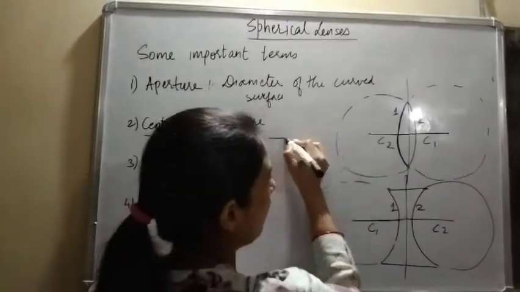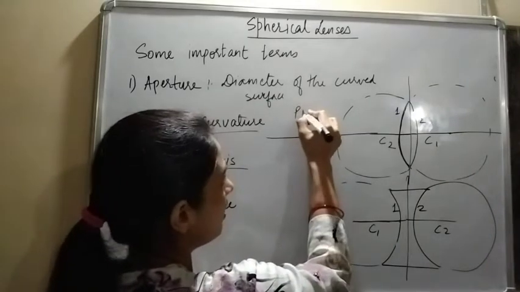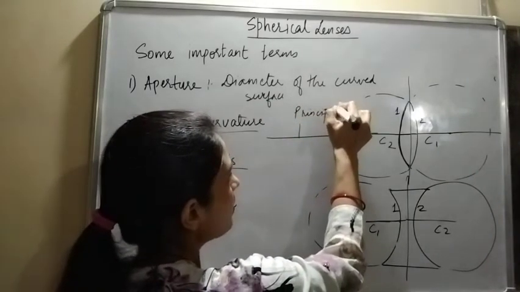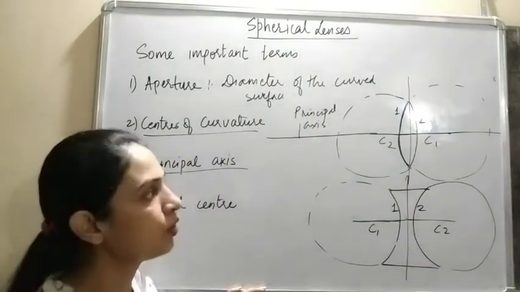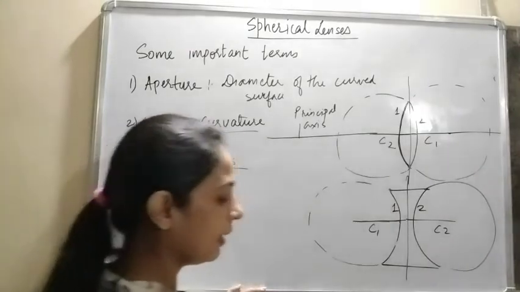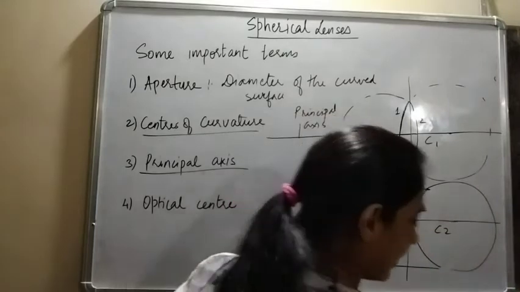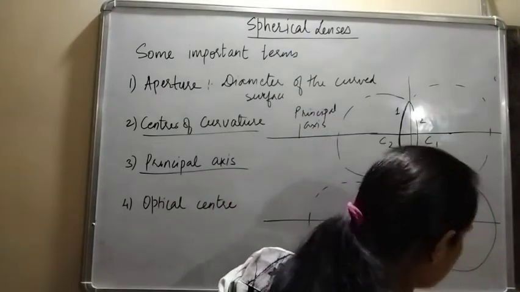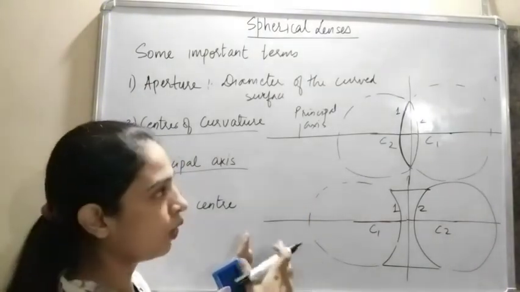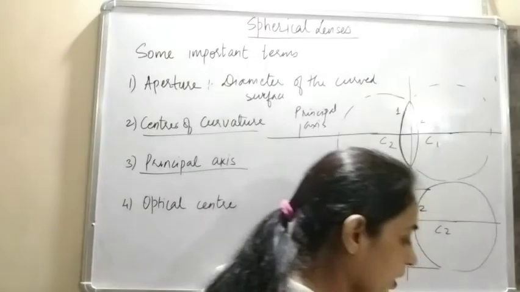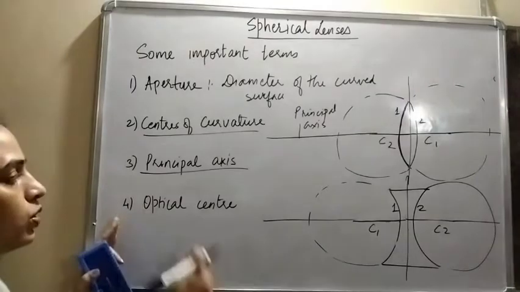What is the principal axis? A straight line passing through both the centers of curvature. This will be the principal axis. What is the need of the principal axis? Firstly, it is the straight line passing through both the centers. Secondly, it is used to keep the object and get the image. On the principal axis we keep the object and we get the image, right? So that's the principal axis.